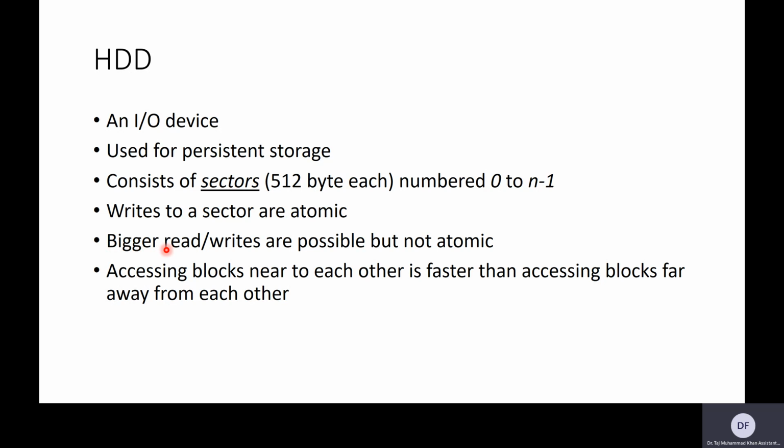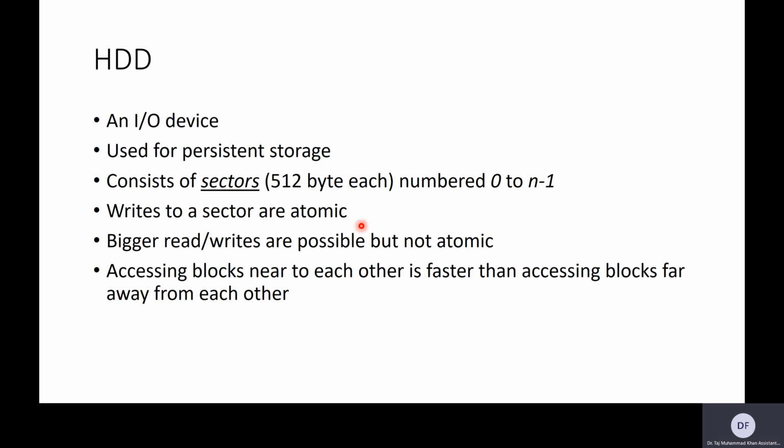We can have writes which are bigger than one sector, like a very huge write where you are writing a lot of data to the hard disk, but it will be divided into sectors. That write will be divided into 512-byte portions, and each portion will be written to a sector. So for writes bigger than a sector, it is possible that they get interrupted in the middle, and half of that write is done and half is not done. But if the write is to a single sector, that is atomic. It will either be written completely or not written at all.